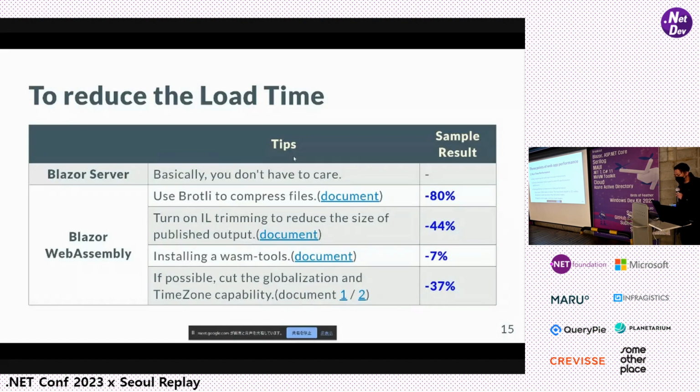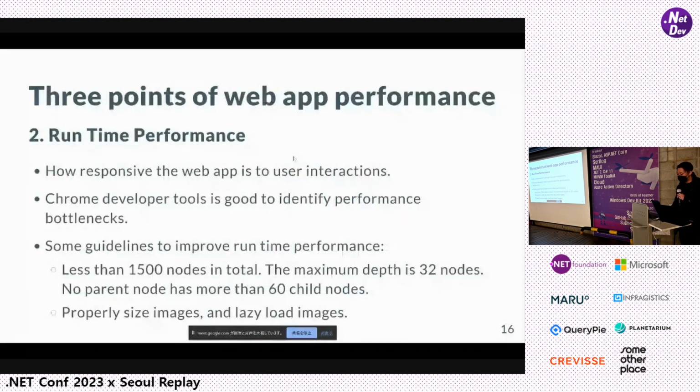Next I'm going to show the second point of web application performance. The second point is runtime performance. This is about how responsive the web app is to user interactions. Please imagine application interactions that are so slow.